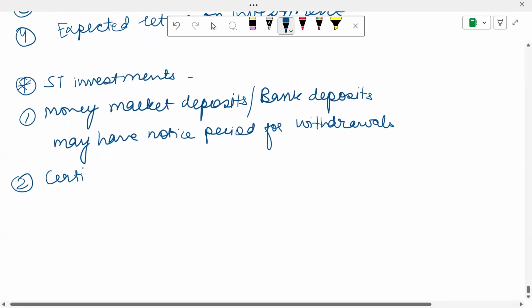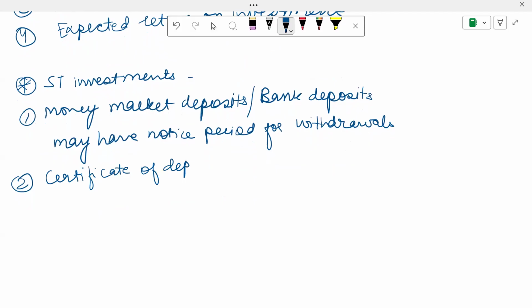Then one more is a certificate of deposit. You can buy a certificate of deposit. Now this source of investment is more liquid, but it gives you lesser returns.